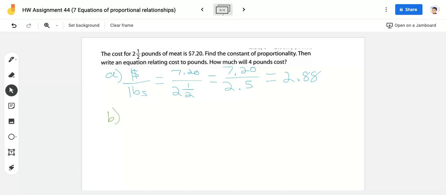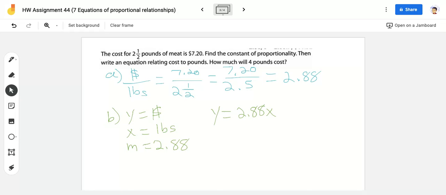B. Write an equation relating cost to pounds. Okay, so our equation involves y, m, and x. So y is our dependent variable, and y is the money. x is our independent variable, and that was the pounds. And m is our constant of proportionality. I think I wrote COP in the last one. I did. I should have just written m. m in this case is going to be 2.88. So we know an actual value for m. So let's go ahead and write the equation. y is equal to 2.88x. All right, there's our equation.